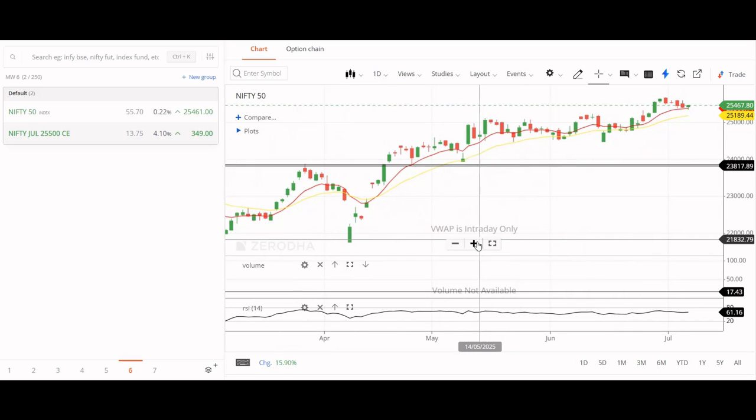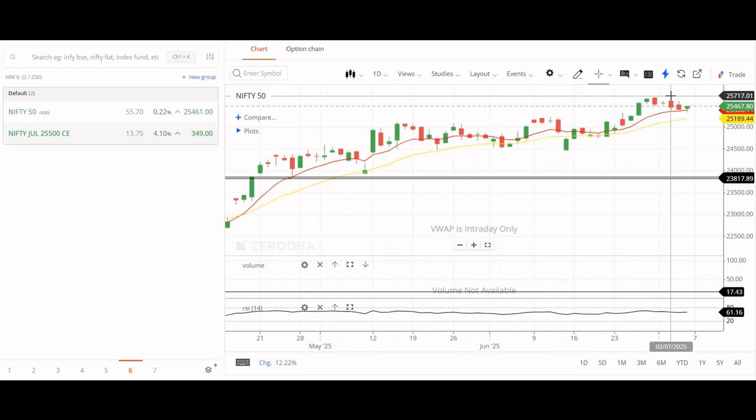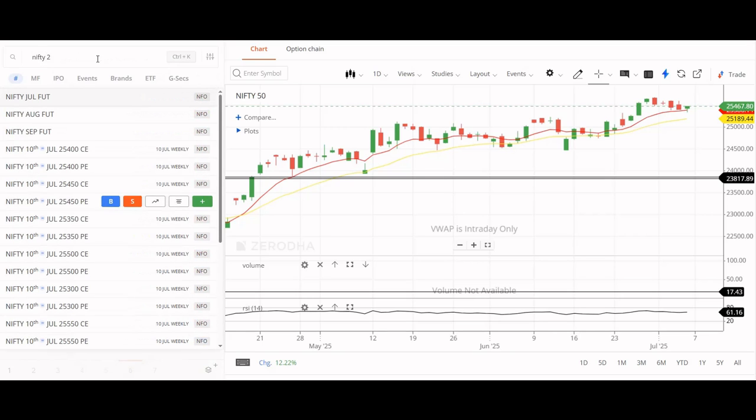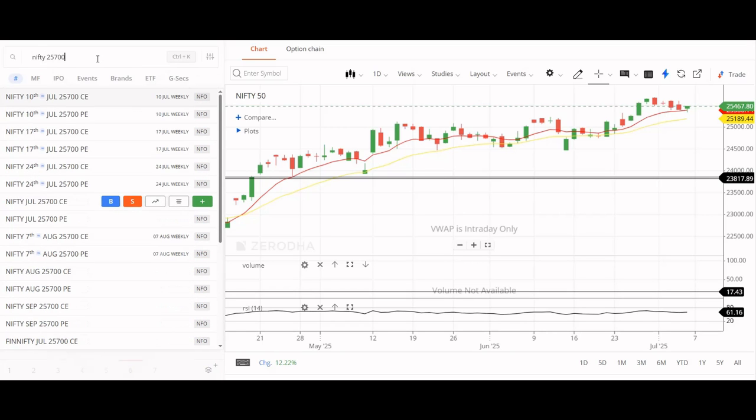Again, this is not trade advice. If you feel that it is going to act as a resistance at this level, then you can buy put options. Just for an example, it is at 25,700 levels, so maybe I'll open the 25,700 put options, 25,700 put.